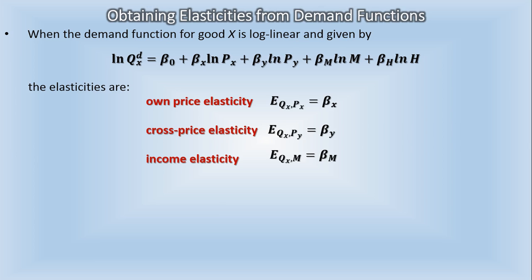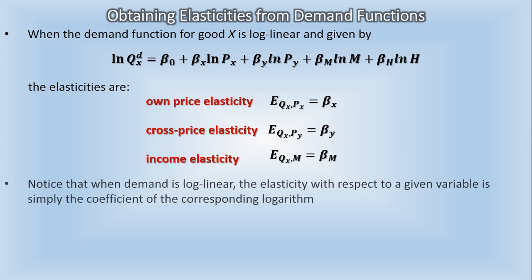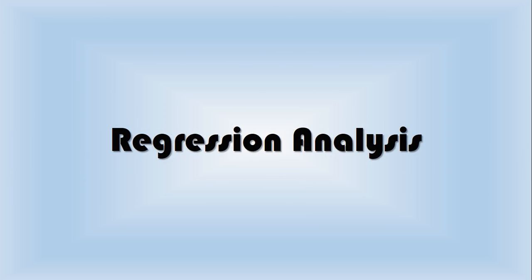So instead of having to do the linear thing where you get the coefficient, then you multiply by the price divided by the quantity to get the own price elasticity of demand, if you turn your expression into logs and then are able to estimate these, you can just get the elasticities that way very easily. And I'll show you how that's done in a second. So notice that when demand is log linear, the elasticity with respect to a given variable is simply the coefficient of the corresponding logarithm. All right, now let's find out exactly how to get this information via regression analysis.